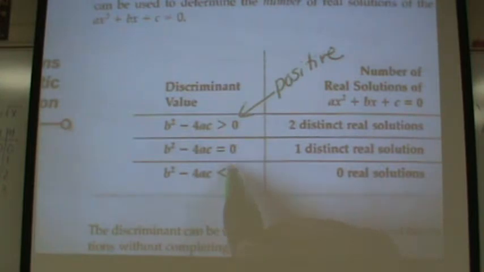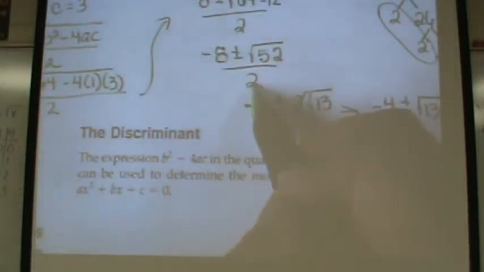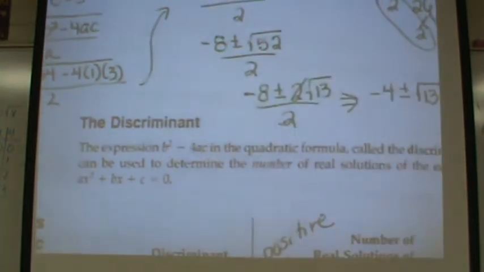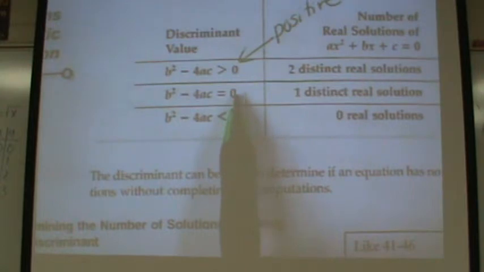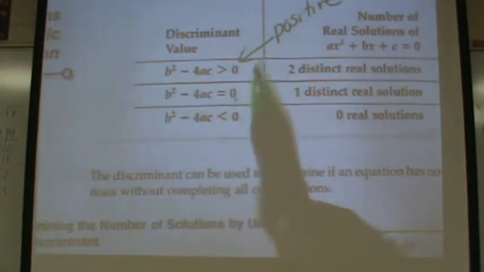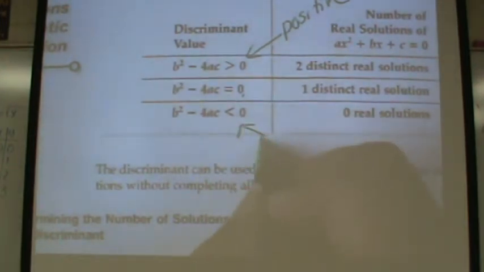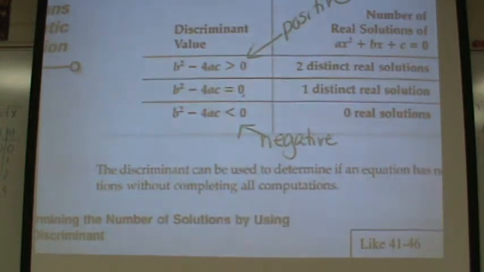If it comes out to be 0, that means this is going to zero out right here, and you're going to have -8 over 2, which would be only one solution, -4. So if you get a 0 as the discriminant, there's only one solution. And if you get a number less than 0, which means negative, that means there's no solutions.